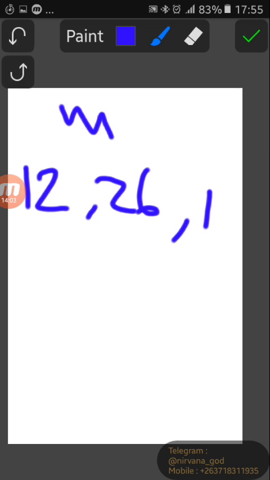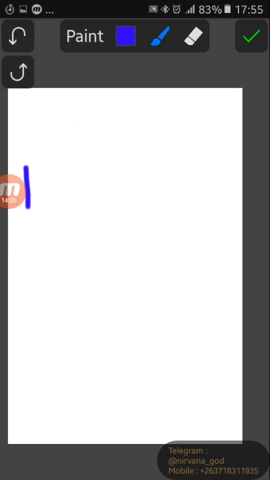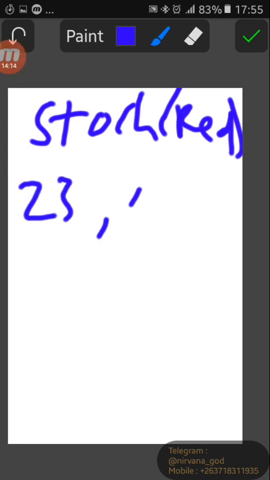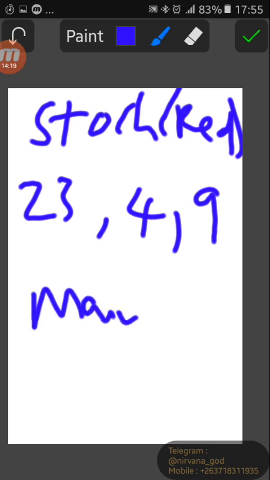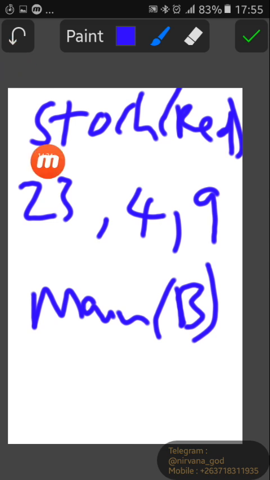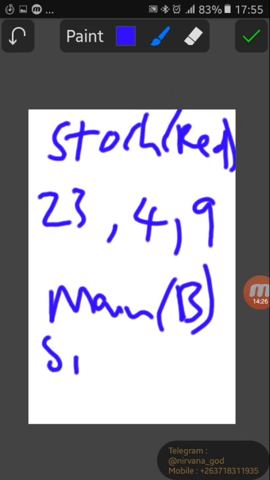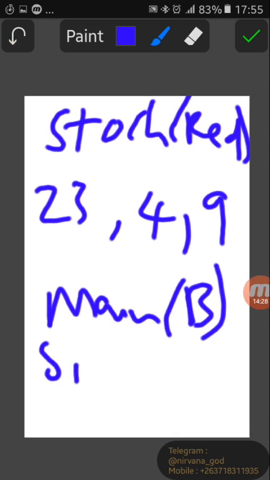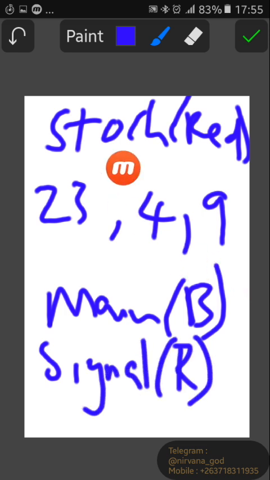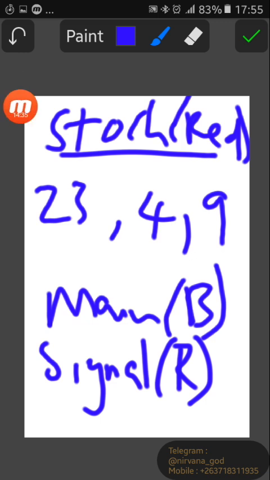And then the settings for the stochastic. There are two stochastics, right? The first is the red one. The stochastic, which is the red one, has got 23, 4, 9. The main color of that particular stochastic is the same as the background color, meaning it's silent. And then the signal line is red. So this is the first stochastic, which is the red stochastic line that you saw.